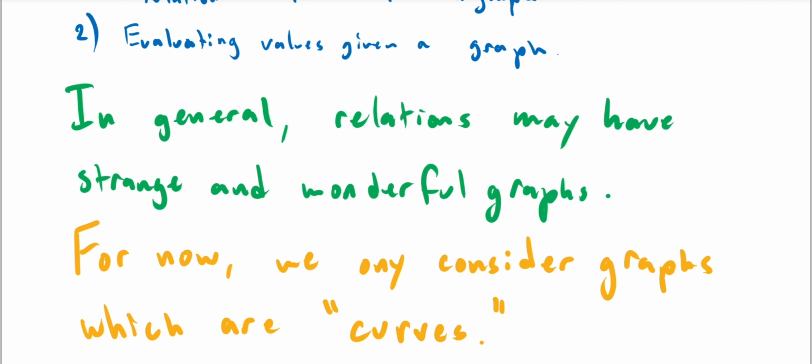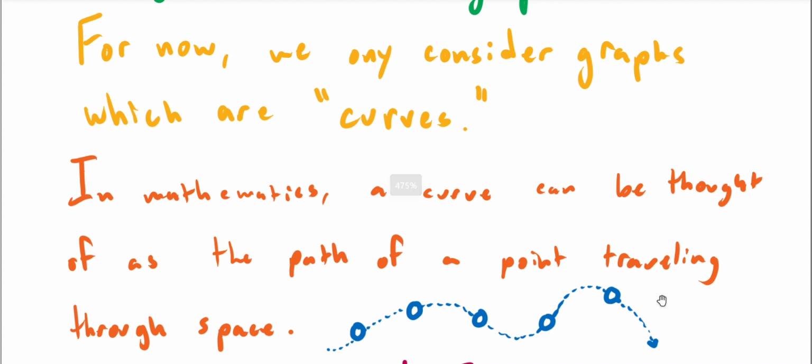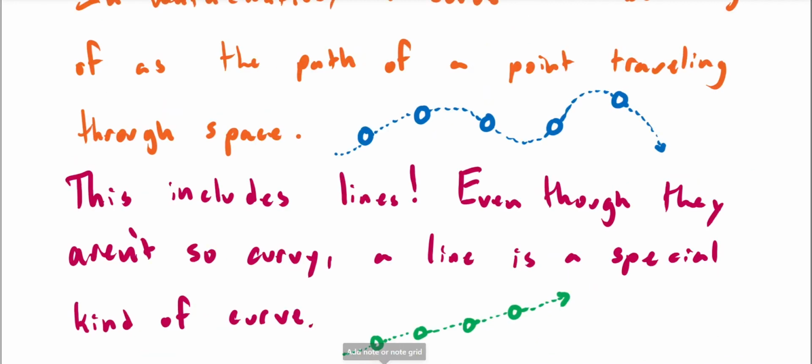We are going to be primarily concerned with graphs, which are also curves. Now, in mathematics, we can think of a curve as being the path through space that a point would trace out. So if you imagined a point hanging out in space and then you moved it along, it would have a history of where it had been, where it was going, and this history would be a curve. Now, this also includes lines. Lines aren't very curvy, yes, but in a mathematical sense, a line is a curve, right? A line is a trajectory of a point. So we could think of it as a curve.